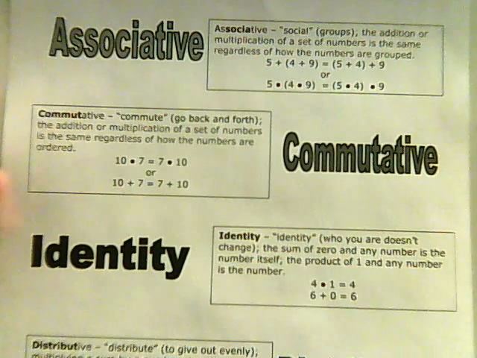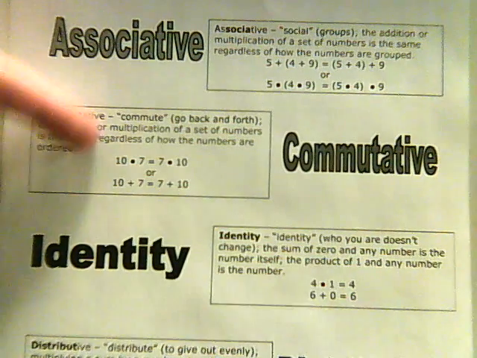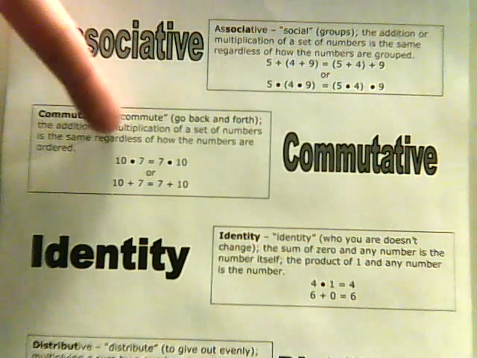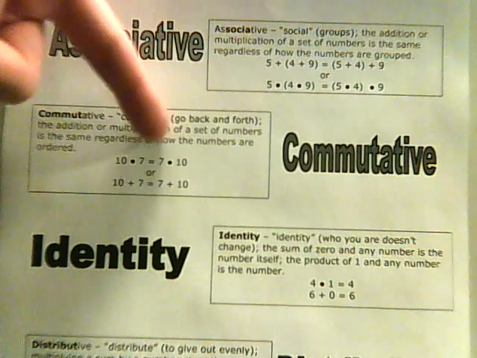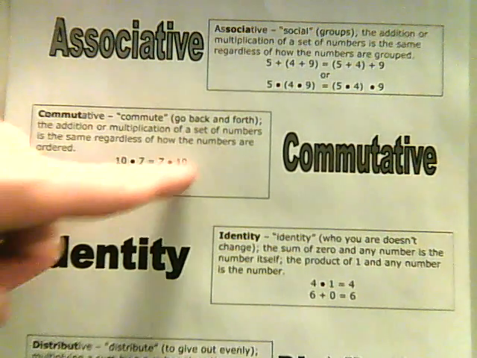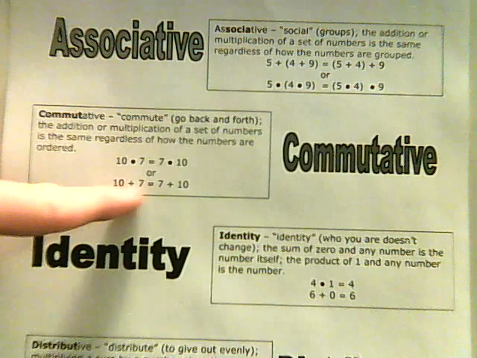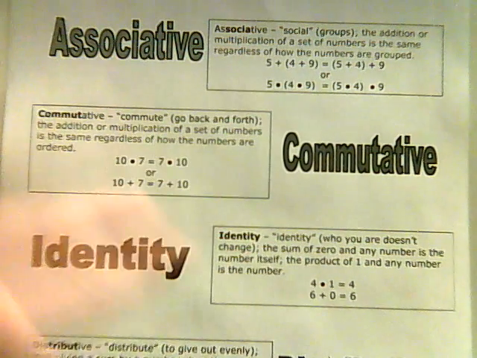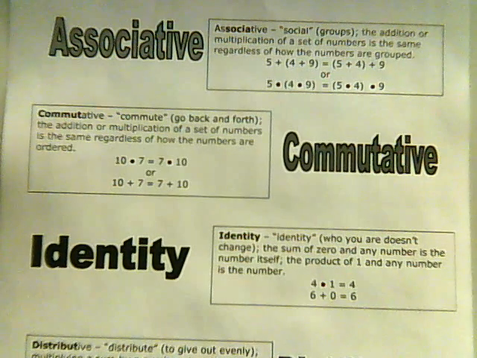Commutative, on the other hand, is the order. You have a similar thing in that you've got the same numbers, a 10, a 7, a 10, and a 7. But now if you notice, the order has changed. You had 10, 7, 7, 10. Here again, 10, 7, 7, 10. It's the order that's changed. That's commutative. The word commute, like to commute to work, is to move.